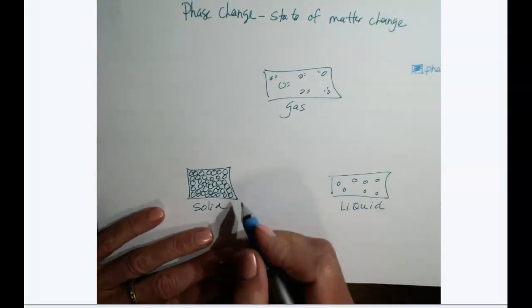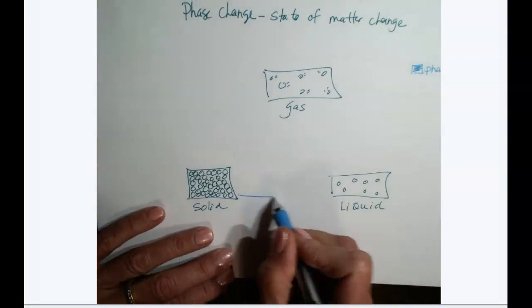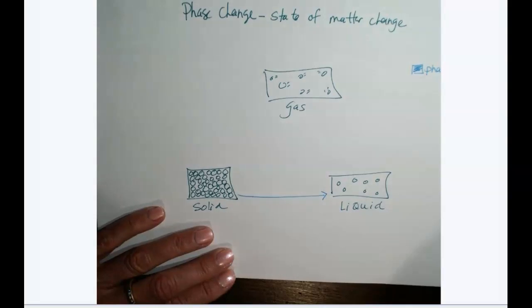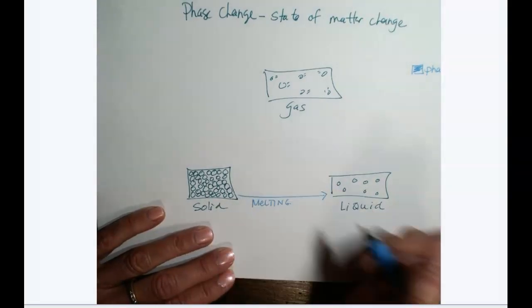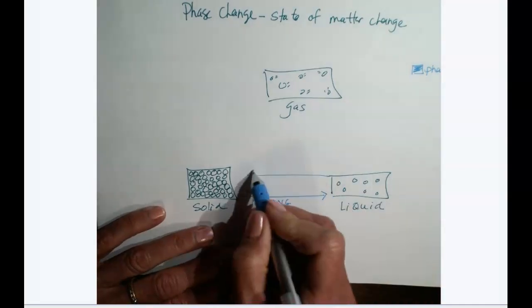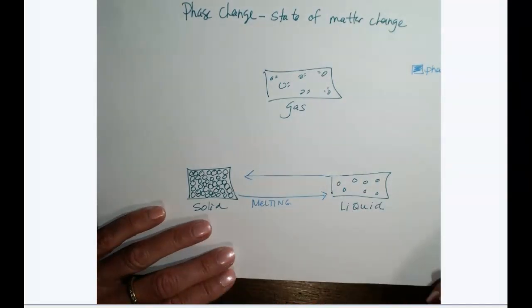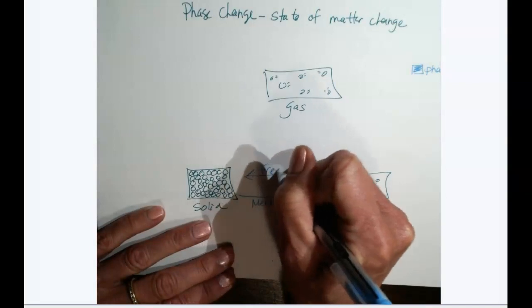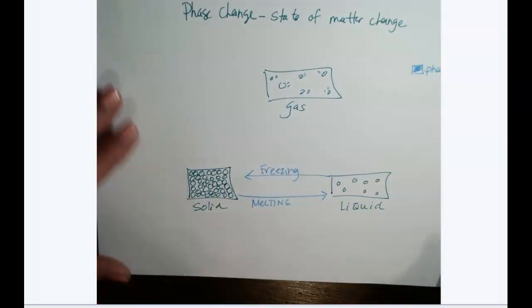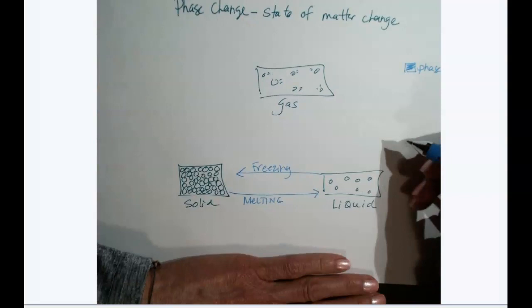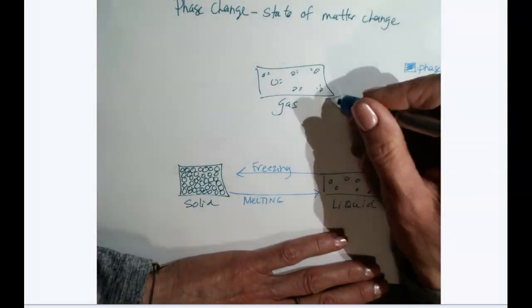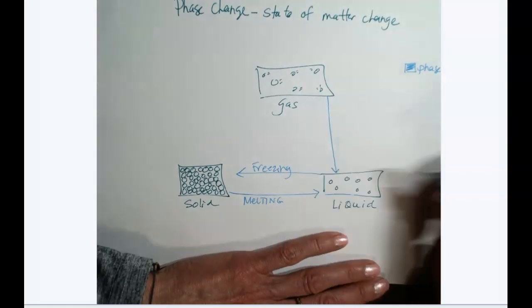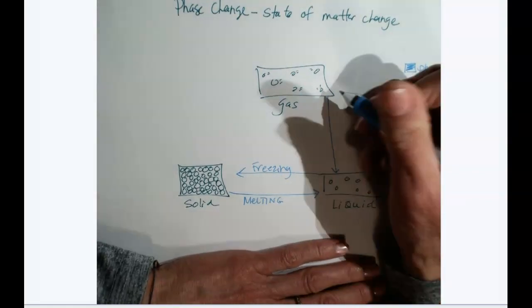Okay, so we'll start with solid to liquid. If a substance goes from a solid to a liquid, that's melting. Easy enough. If something goes from a liquid back to a solid, that's freezing. So again, we're going to start with phase changes. If something goes from a gas to a liquid, that's called condensation.